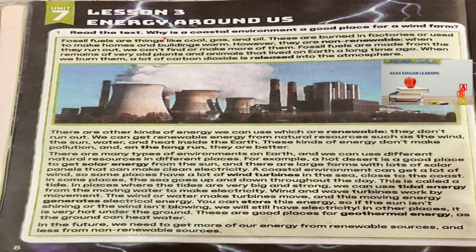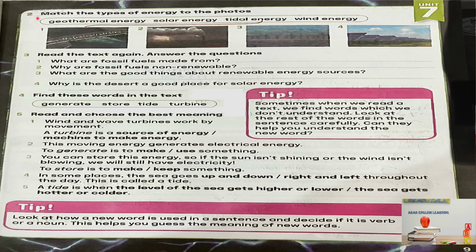So let's go back to the question, why is a coastal environment a good place for a wind farm? A coastal environment can get a lot of wind, so some places have a lot of wind turbines in the sea close to the coast. This is the answer to the question. Page 9, exercise 2, match the types of energy to the photos. 1 is tidal energy, 2 geothermal energy, 3 wind energy, 4 solar energy.